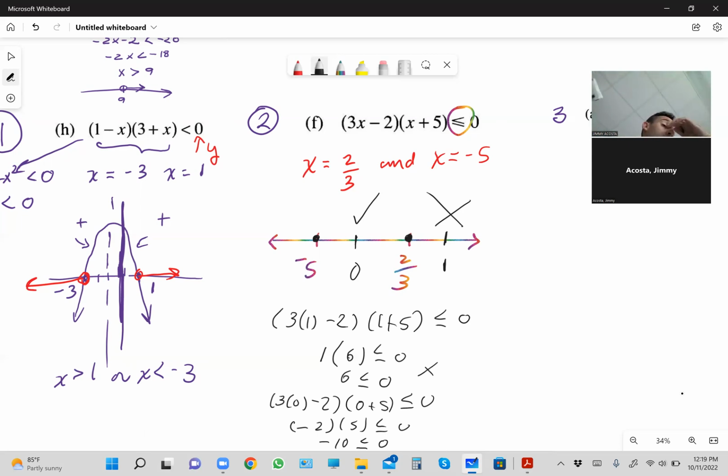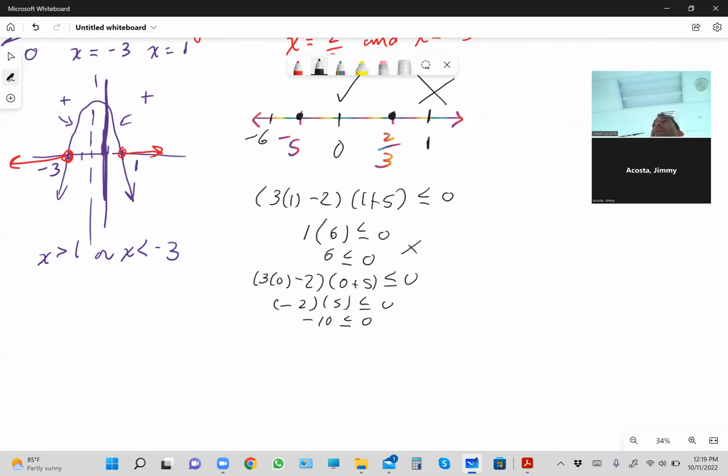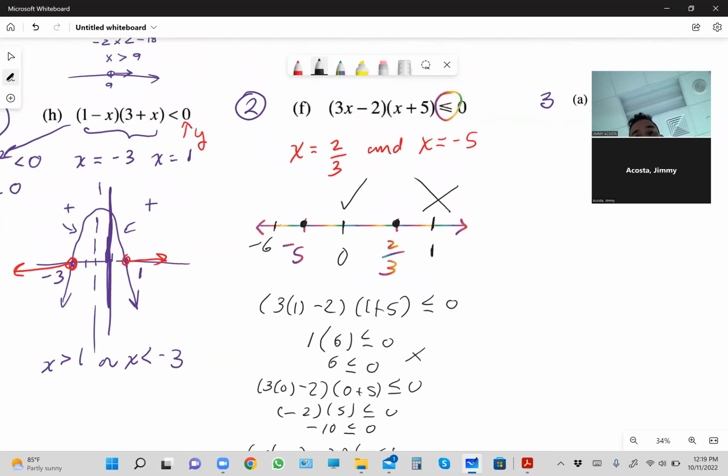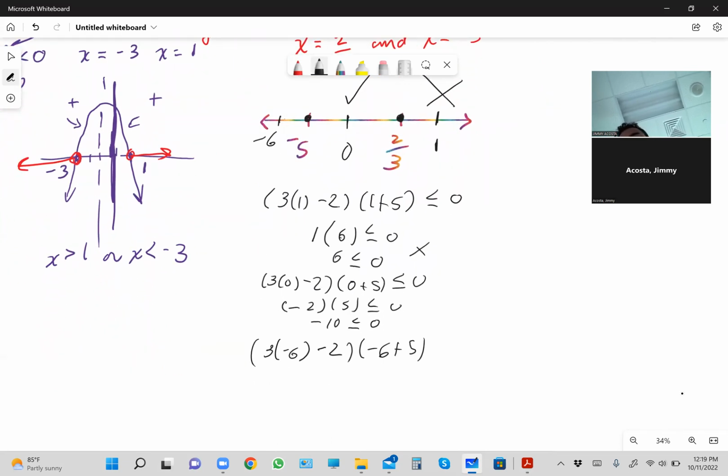So now, what value would you pick to test on the left side of -5? -6 is a perfect one. It's right there. It's close by. Makes us feel good inside. So let's test -6. 3 times -6 minus 2 times -6 plus 5. Is that less than or equal to 0?